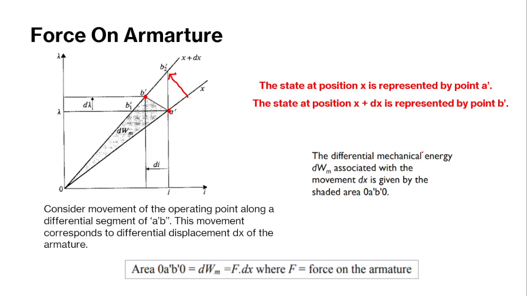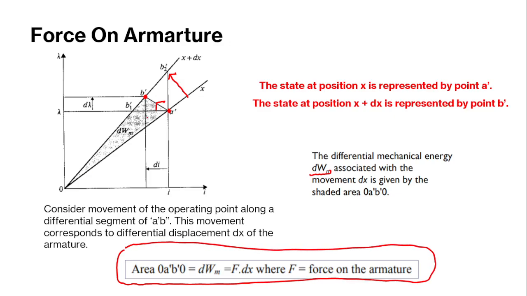The differential mechanical energy dWm is associated with the movement dx. So that will be 0 to A prime to B prime to 0, which is your mechanical work done, or the change in mechanical work done. Now we consider any movement operating point along A for the segment A prime to B prime, which is basically here to here. That area, or this whole area here, we have an equation for, which is this here.